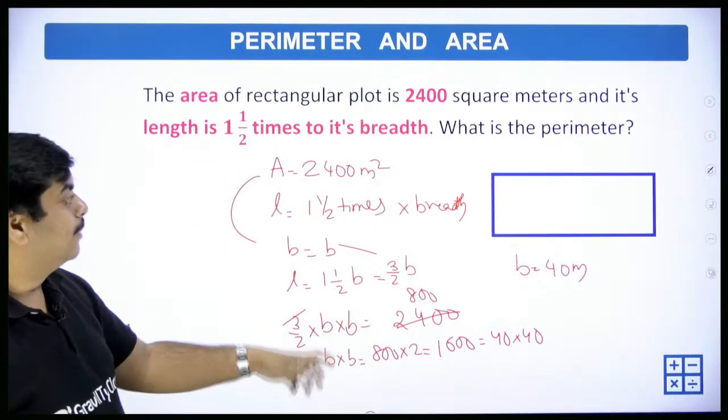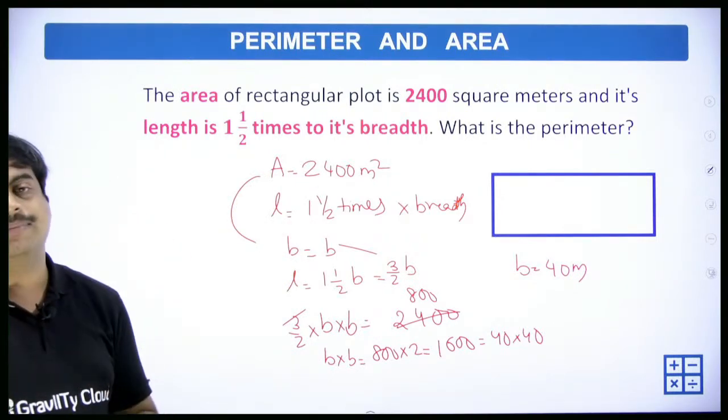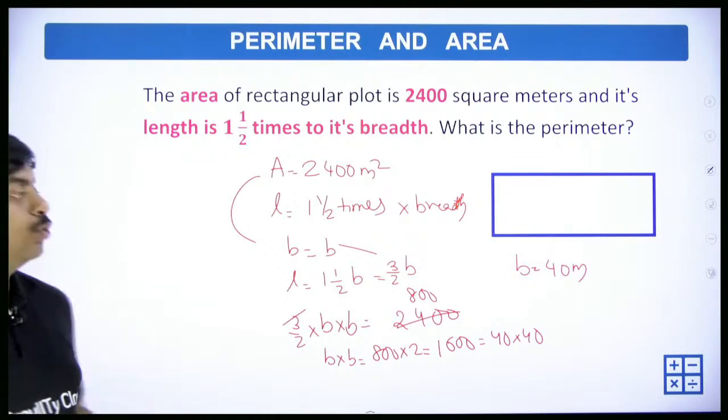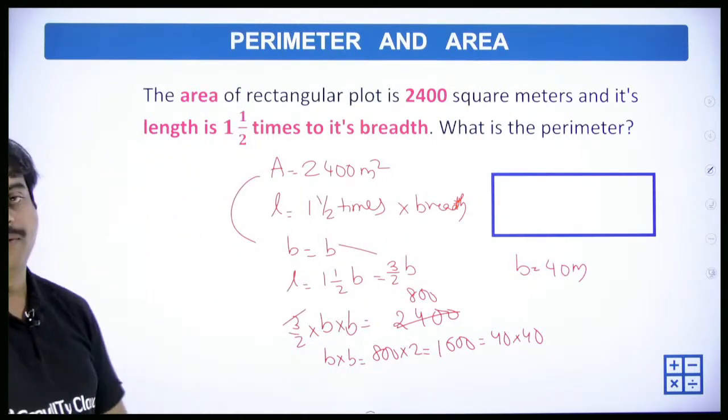From there, if you multiply these two, you'll get the area. And sometimes mistakes do happen. I'm saying again, sometimes mistakes do happen. Just please cross check all this and then we can move forward, right?